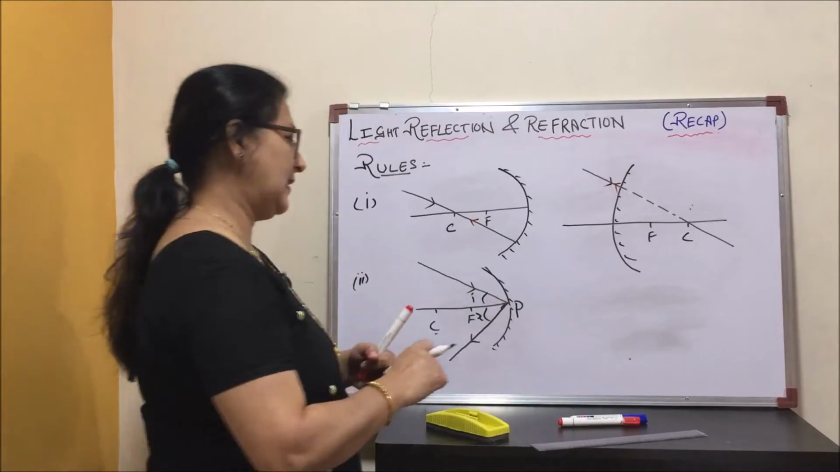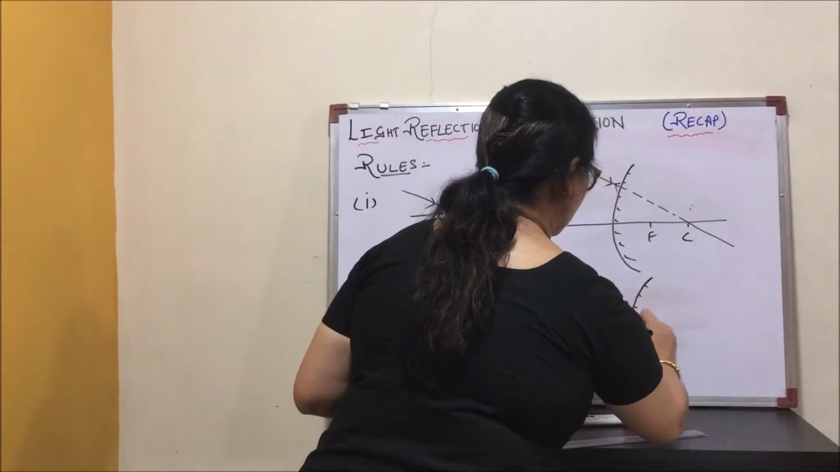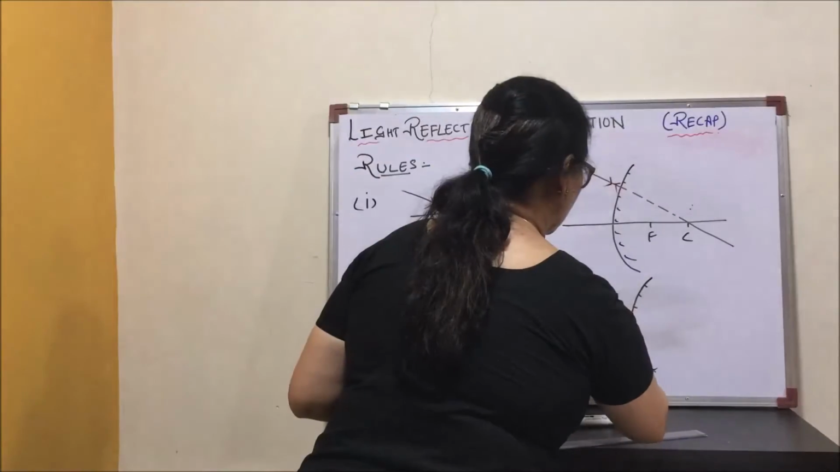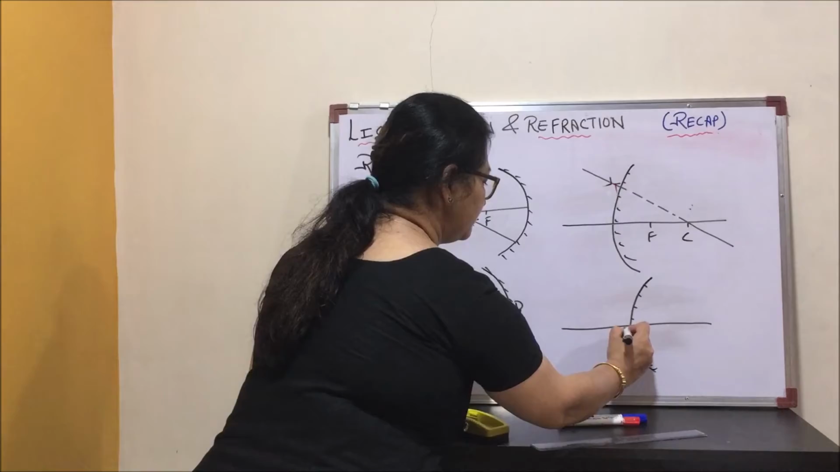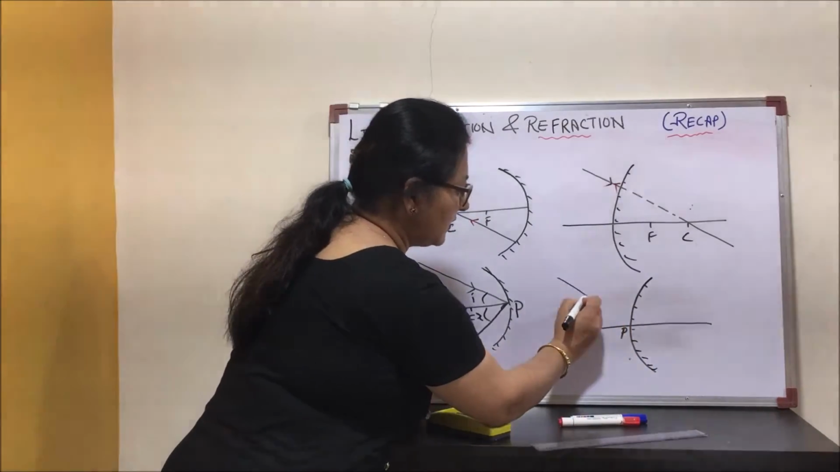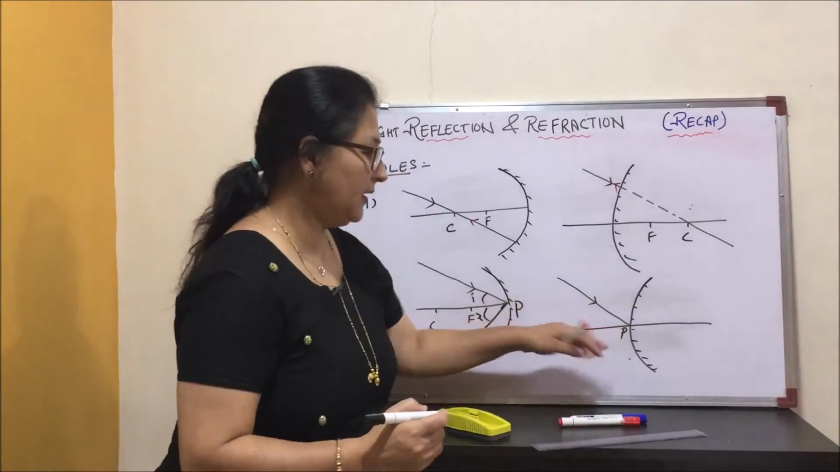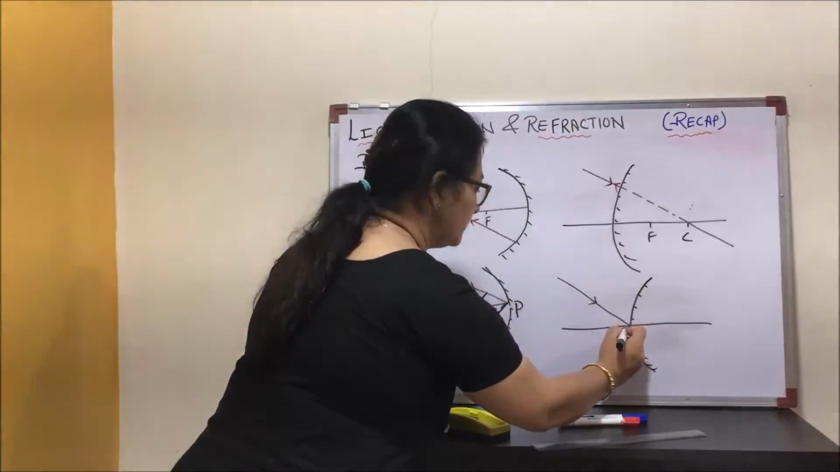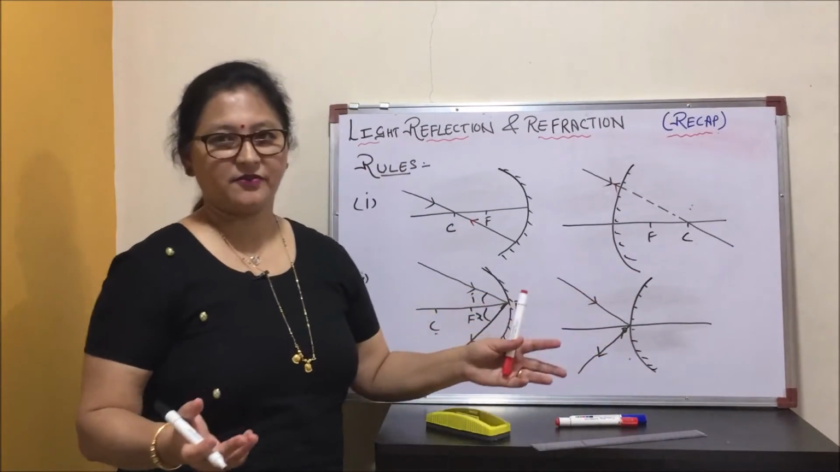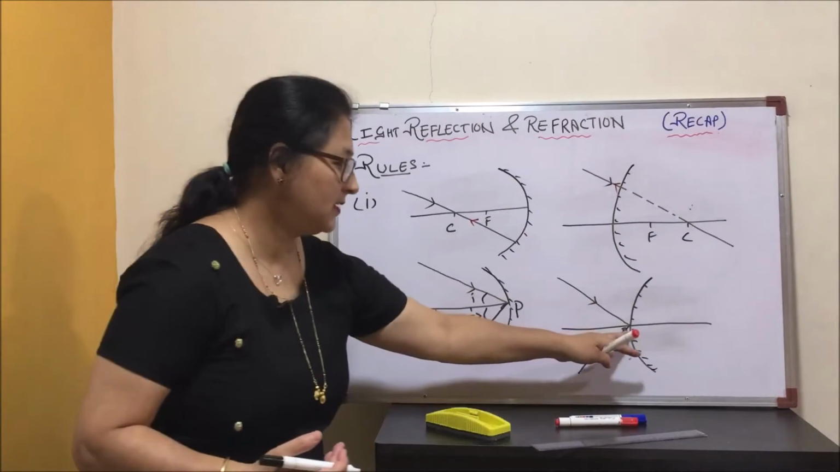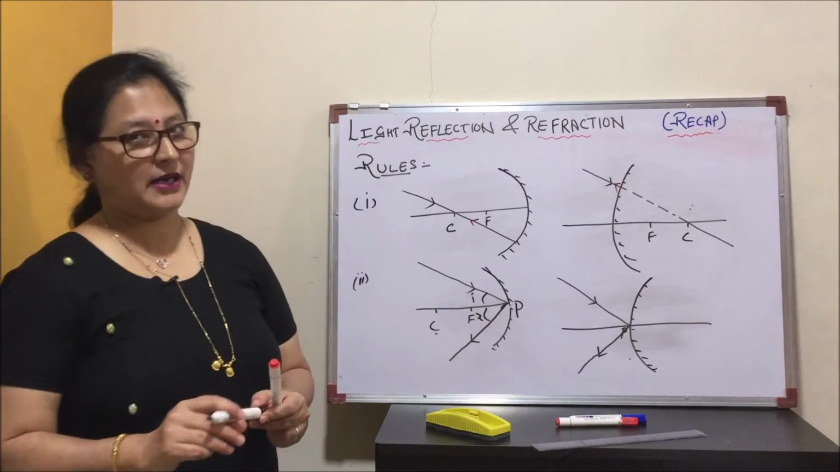This is in case of concave mirror. Let's see in convex mirror. Fine, this is the pole. When a ray comes, making a certain angle at P, it will be reflected back in the same manner, because this is the surface, so the ray has to reflect back from the surface. So this is all about the rules while making ray diagrams.